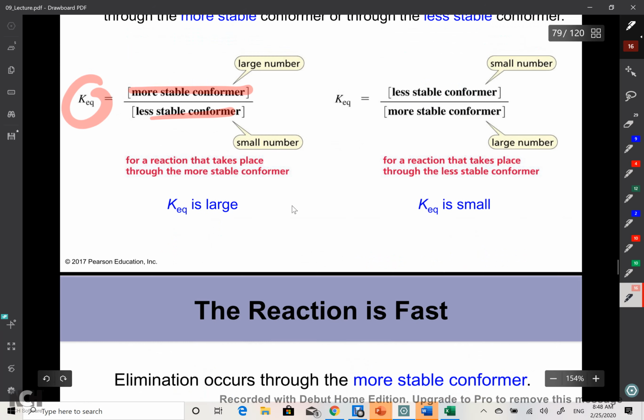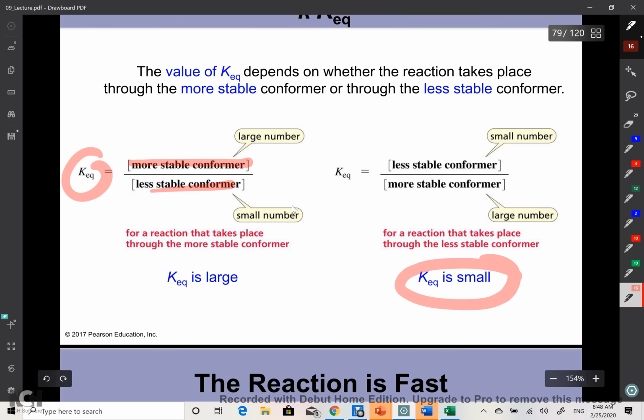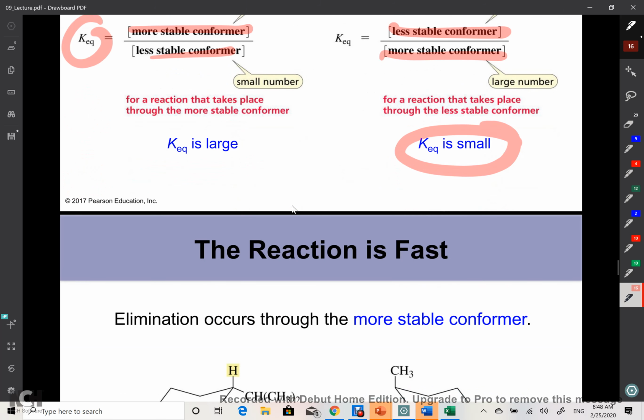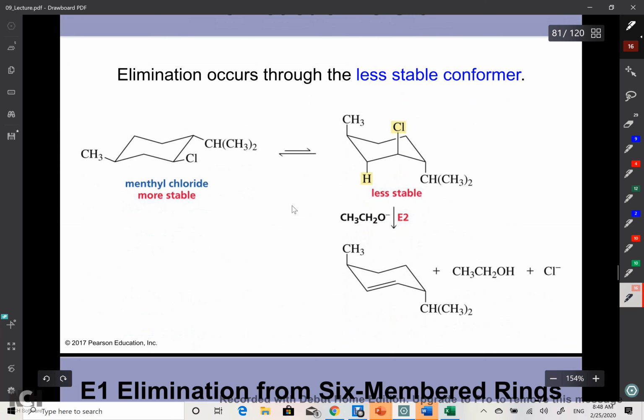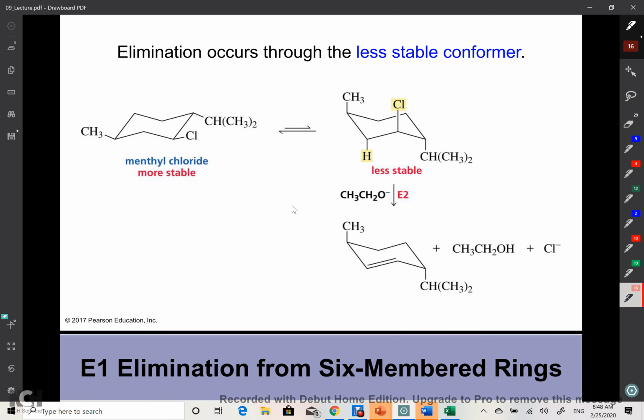Remember over here again, we said if your Ke is small, meaning that the less stable conformation is present in more quantity than the more stable, then your equilibrium constant will be small. We will now explain that scenario with this example over here. We have our 2-cyclohexane ring. We have the more stable conformation because both bulky groups are equatorial. And this one is less stable because both bulky groups are axial.